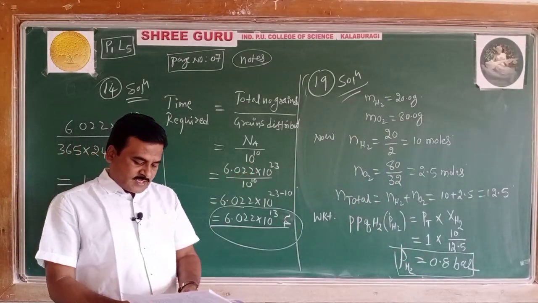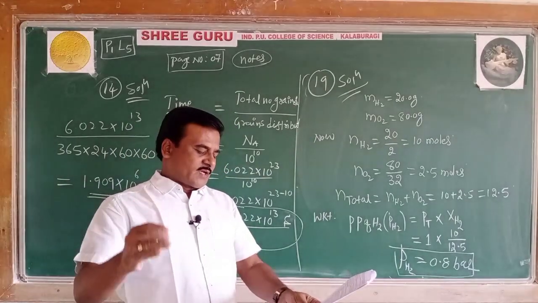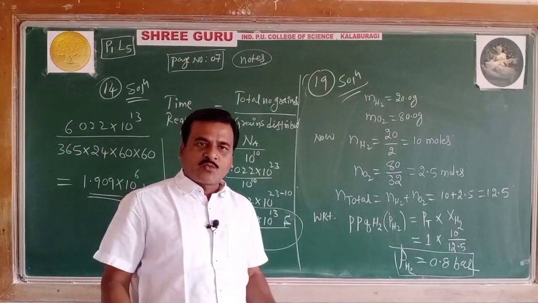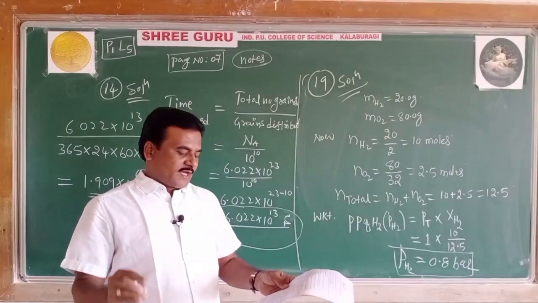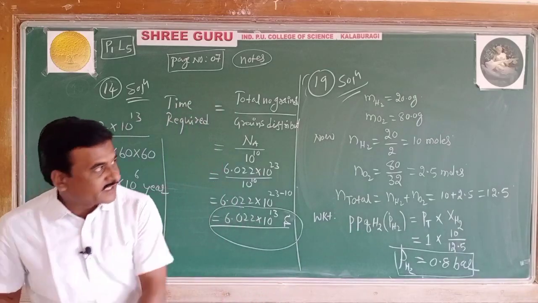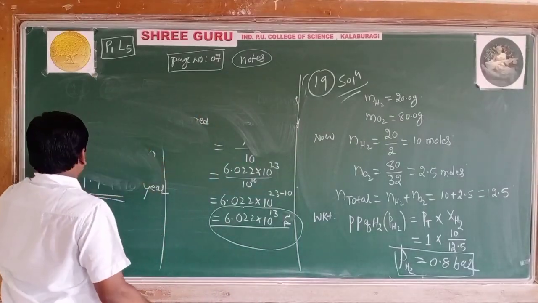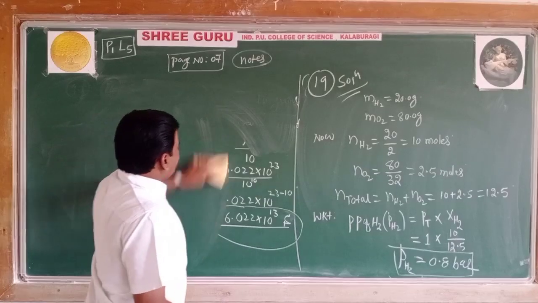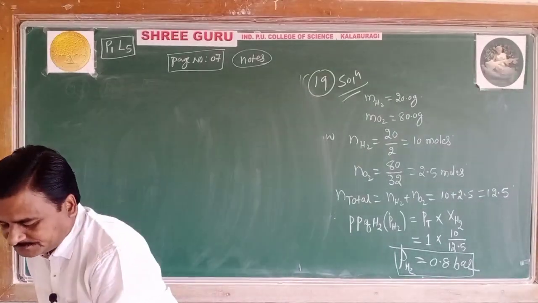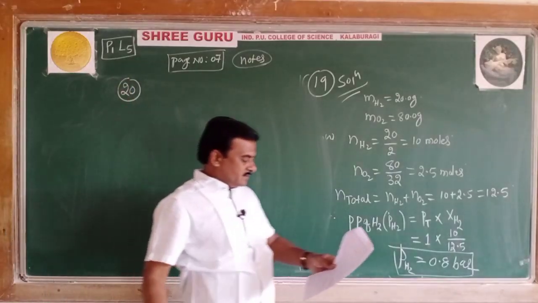Well, after this, let's take the 20th, where you are asked to find the SI unit of a quantity. They have given a quantity, and you are asked to write or find out its SI unit. Let's take the 20th one. Well students, calculation of SI unit. So what is the quantity they have given?